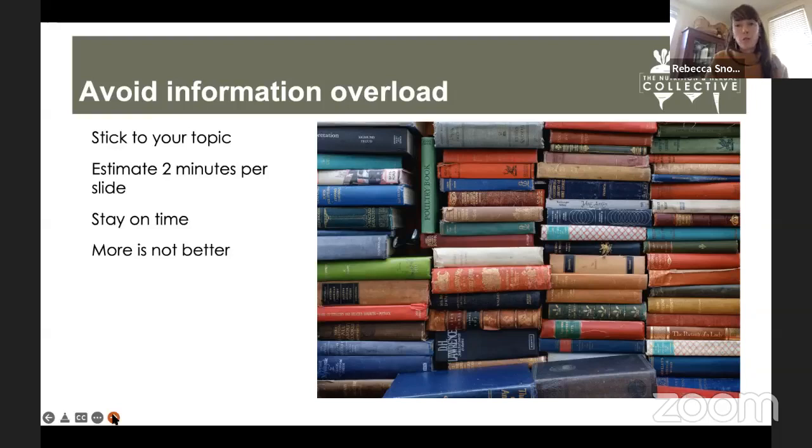I would estimate 2 minutes per slide. So if you have a 60-minute lecture, you want to save 10 minutes for questions. That leaves 50 minutes for content. I would do 25 slides max. Remember, more is not better.